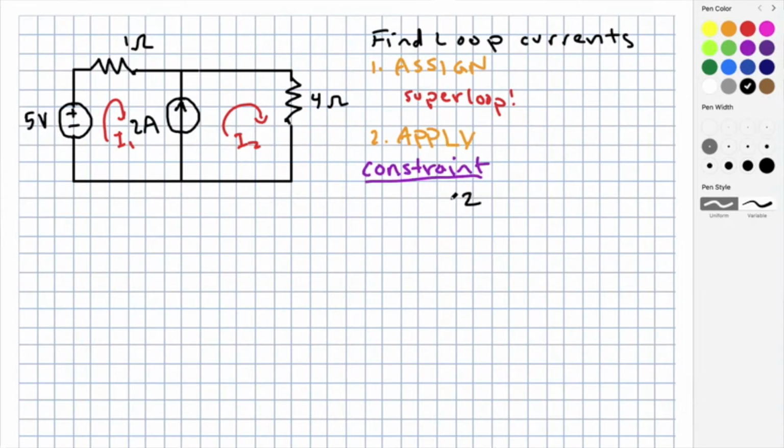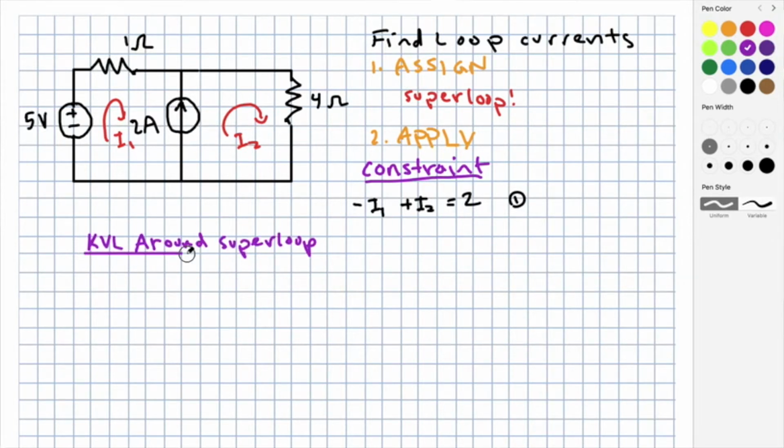We will write this by putting the current source on one side and realizing that the other side should be plus the current going in the same direction as the source and minus the current going in the opposite direction. This is going to yield negative I1 plus I2 equals 2.